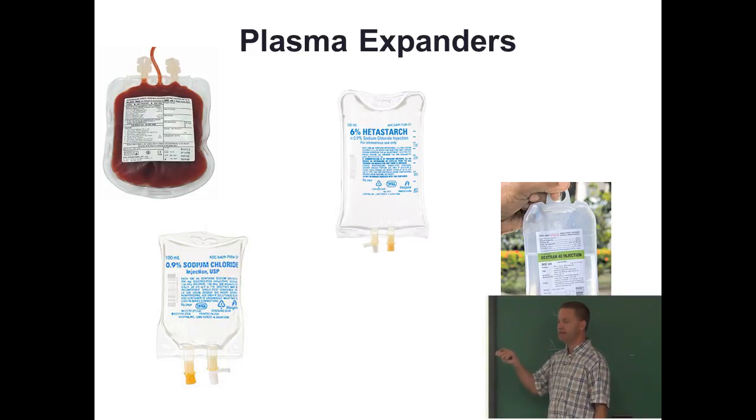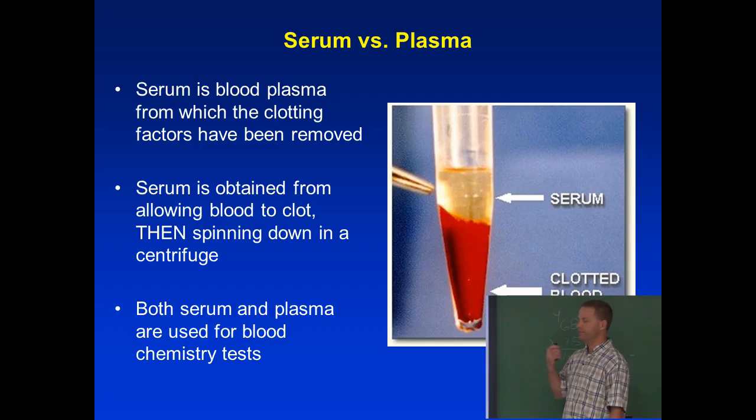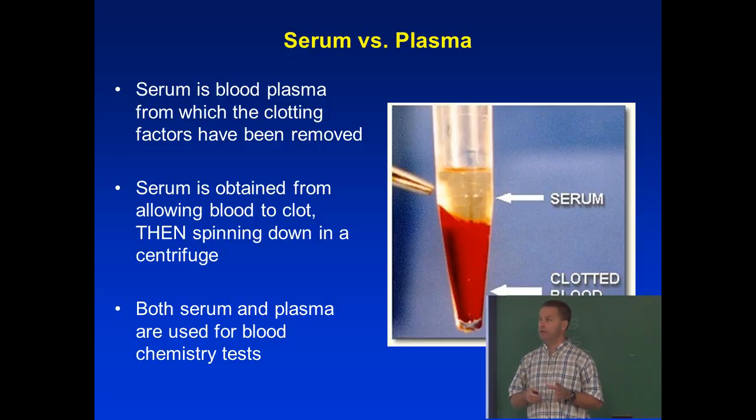Some of them are just saline, but sometimes we have things that have starch and things in there. So they're all different types of plasma expanders. Okay, serum versus plasma. So plasma is a straw-colored fluid that we can observe when blood separates.